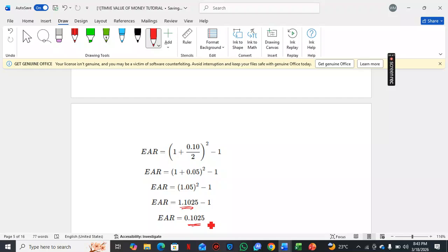You subtract 1 from this, you get 0.1025. And you multiply this by 100, this gives you 10.25%. So we've made the discount period and the payment period equal. This discount rate is the annual rate. Any questions before I move further?